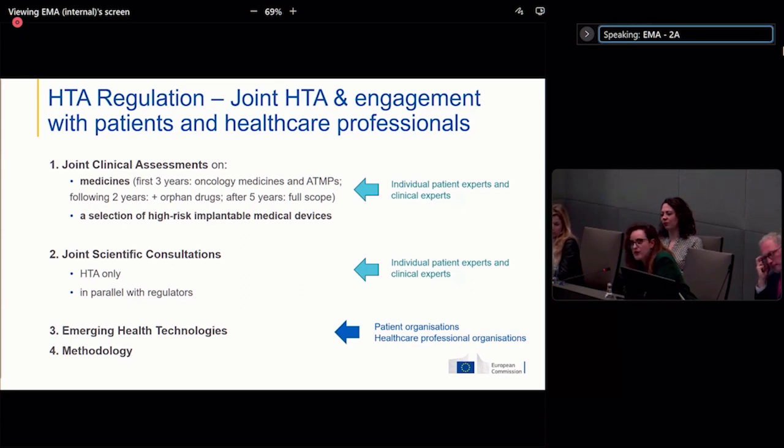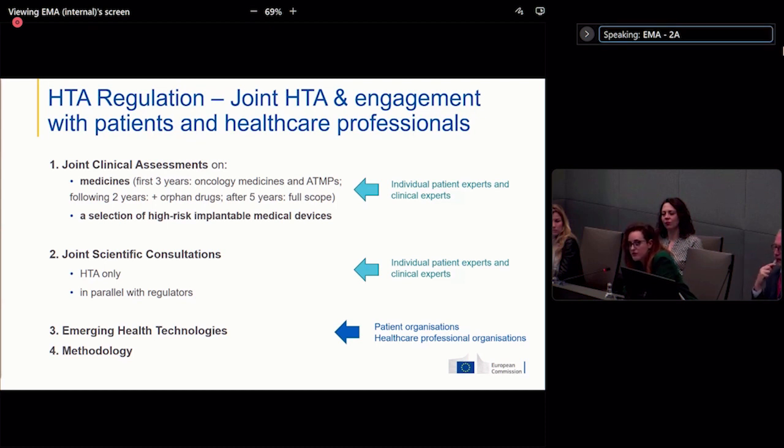First we will see oncology medicines and advanced therapy medicinal products under scope, later on orphan drugs, and in 2030 the regulation will reach its full scope. And a number of high-risk implantable medical devices will also be covered by the regulation.